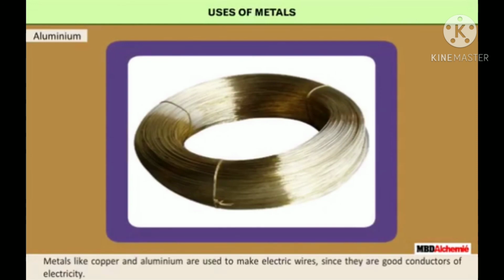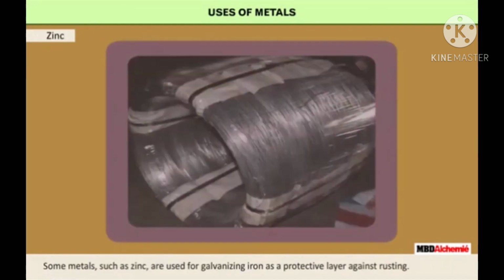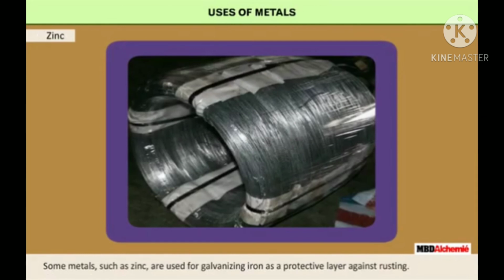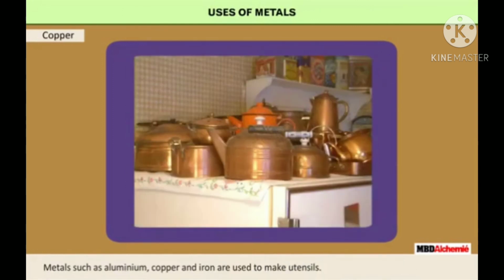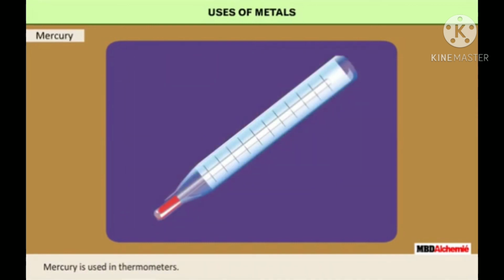Uses of metals. Metals like copper and aluminium are used to make electric wires since they are good conductors of electricity. Some metals such as zinc are used for galvanizing iron as a protective layer against rusting. Metals such as aluminium, copper and iron are used to make utensils. Mercury is used in thermometers.